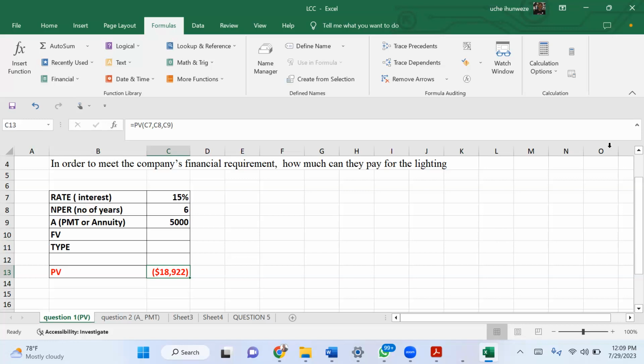Any question? Let me quickly look at question number 2. Let's see how we can solve it with Excel.